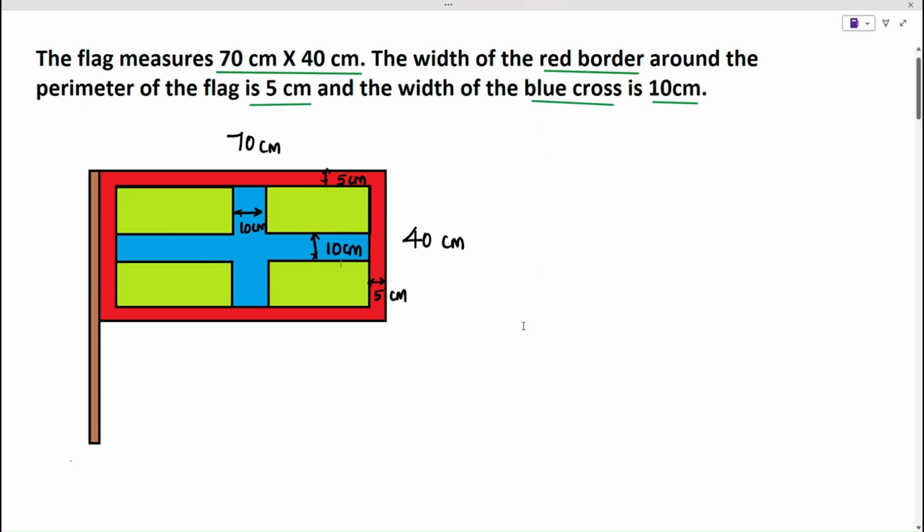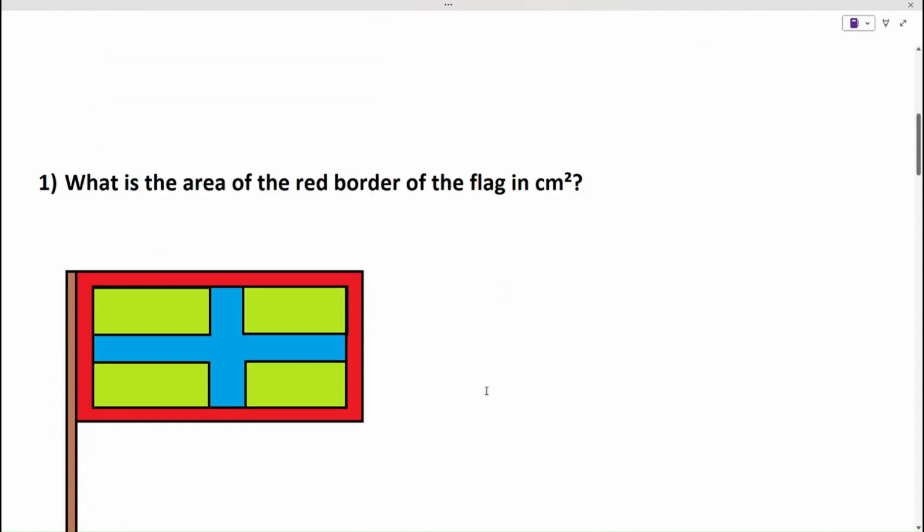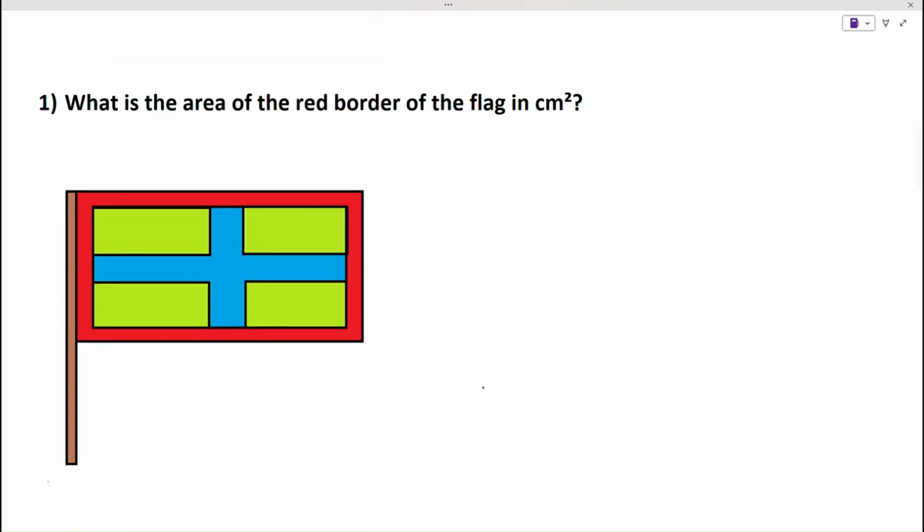Now let's look at the first part of our question. What is the area of the red border of the flag in centimeters squared? We could separate each of the different sections of the border into 4 distinct sections, but the way that we're going to approach it is by taking the area of 2 rectangles. We're going to subtract the area of the smaller one from the bigger one. So we have the outer border of the flag, the outer lengths.